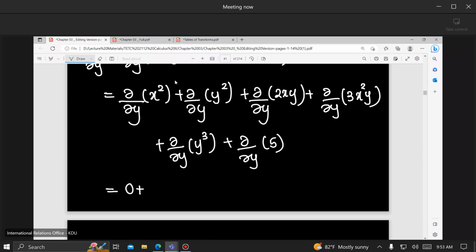There is no x here, so there's no problem. The derivative of this is 2y. So then for this one here we have to consider 2xy. We are differentiating this with respect to variable y.